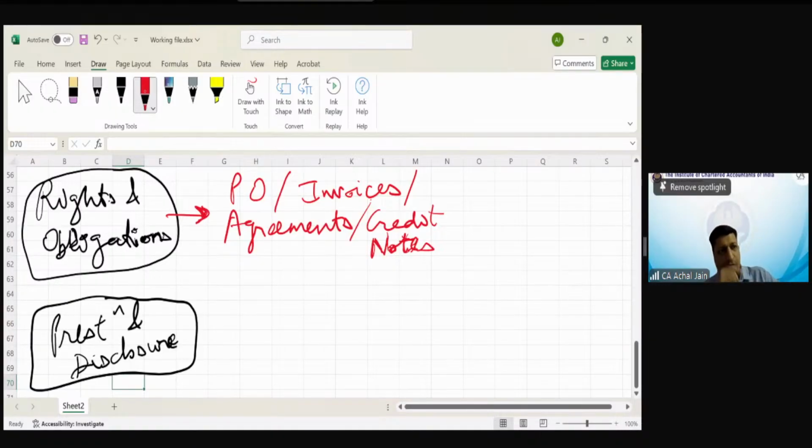Quickly, over to you. In terms of this audit procedure, what will you do? How will you do this? Yes, quickly. On the presentation and disclosure, what will you do? How will you do this?